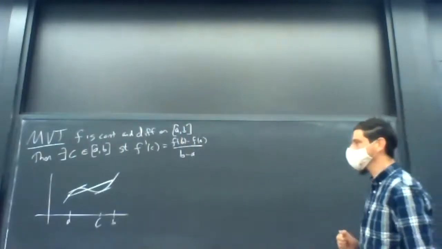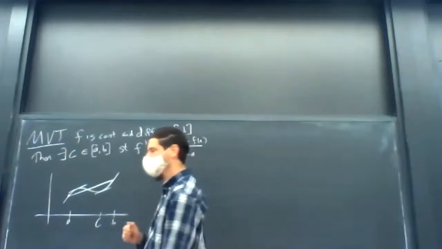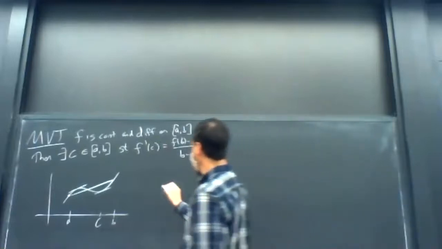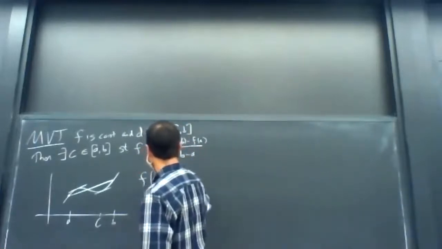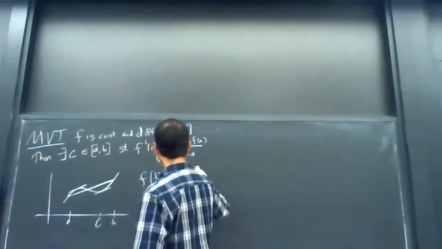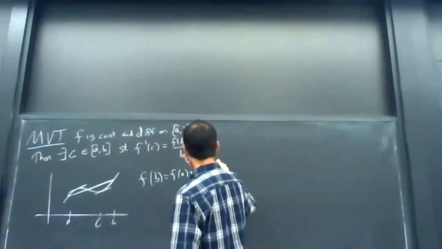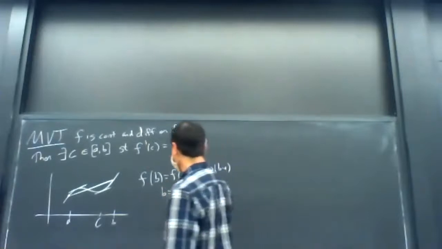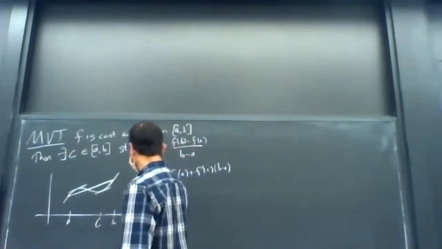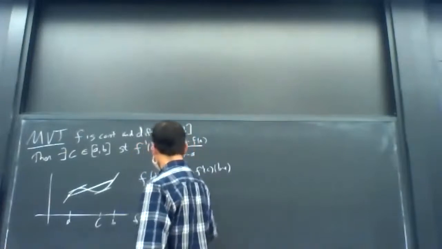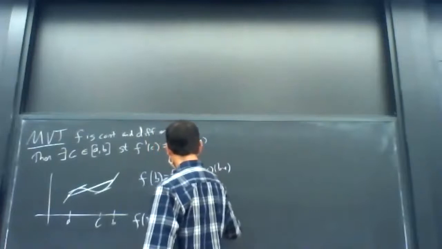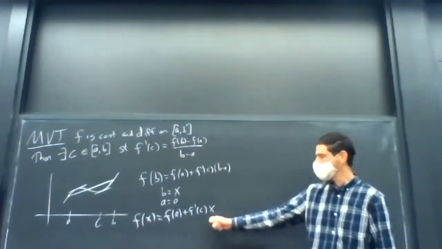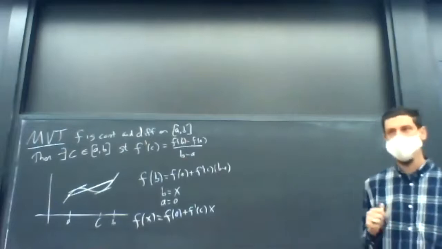So we talked before about why the mean value theorem is true. Absolutely beautiful result. If you want, we can rewrite things as f of b is f of a plus f prime of c times (b minus a). Or if we let b equal x, and maybe let a equal 0, f of x is f of 0 plus f prime of c times x. So this is exact. There's no error here.